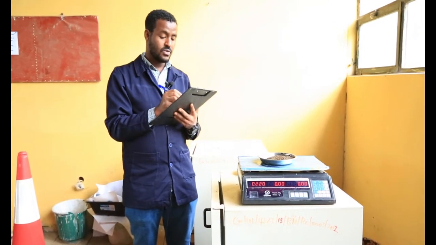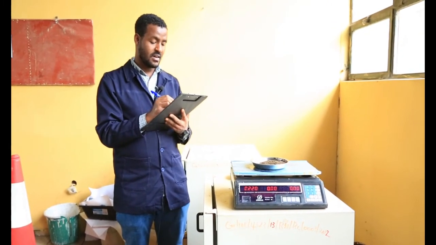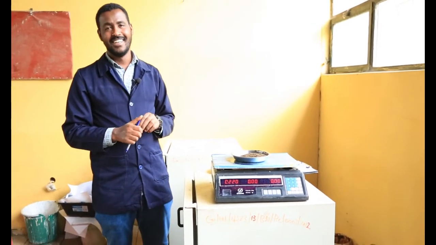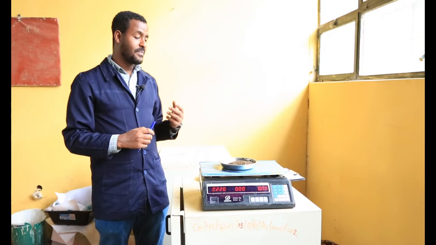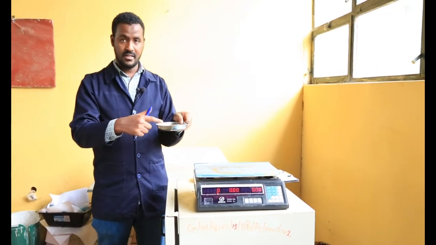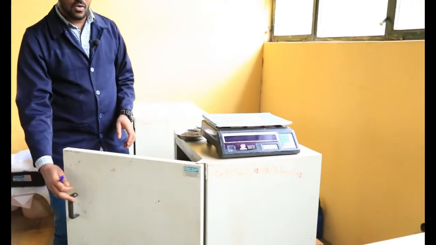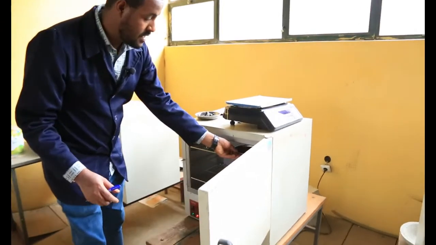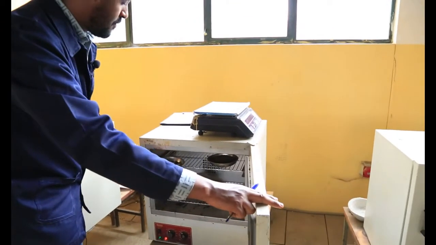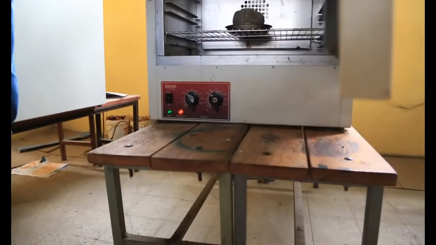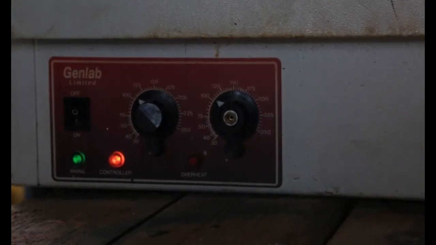It is 0.22 kilograms. This one is the sand, that one is the gravel. After measuring the can and the sample, we will put them into the oven at 105 degrees Celsius for 24 hours. So after 24 hours, we will continue our experiment.